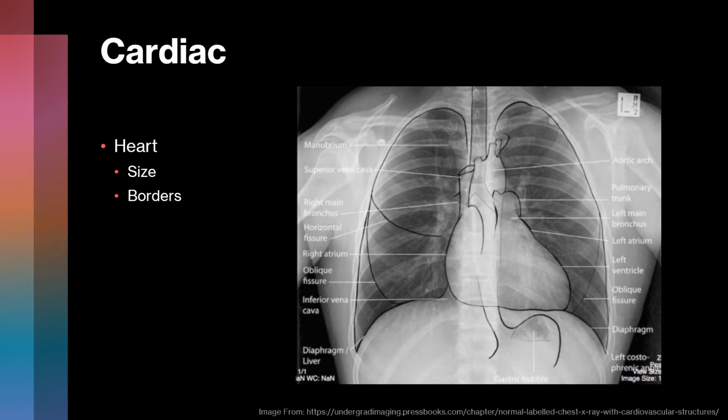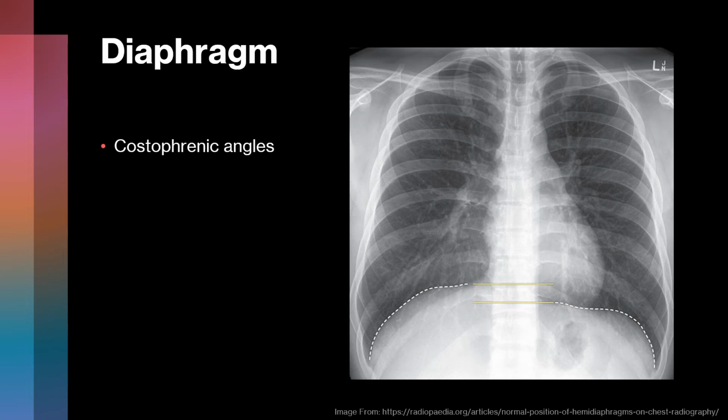Moving on to cardiac, you can see in this diagram they've drawn the outline of the heart and labelled it for us. You can check the heart size just by measuring the width across the diagram. You can measure the width of the heart compared to the width of the chest, and that can be important in some conditions. You can also check the borders of the heart, so you can see what each of the borders are comprised of here.